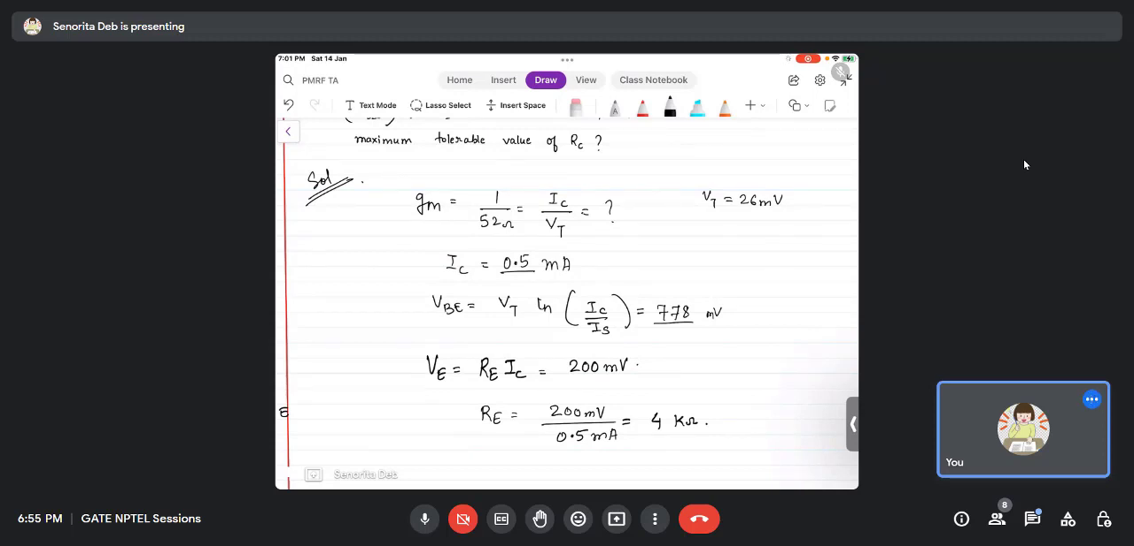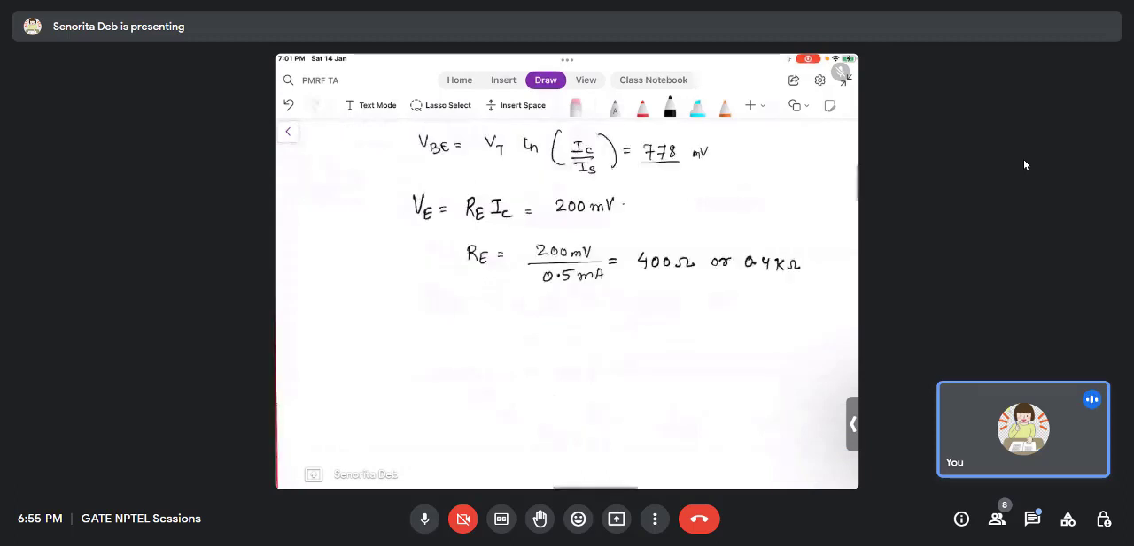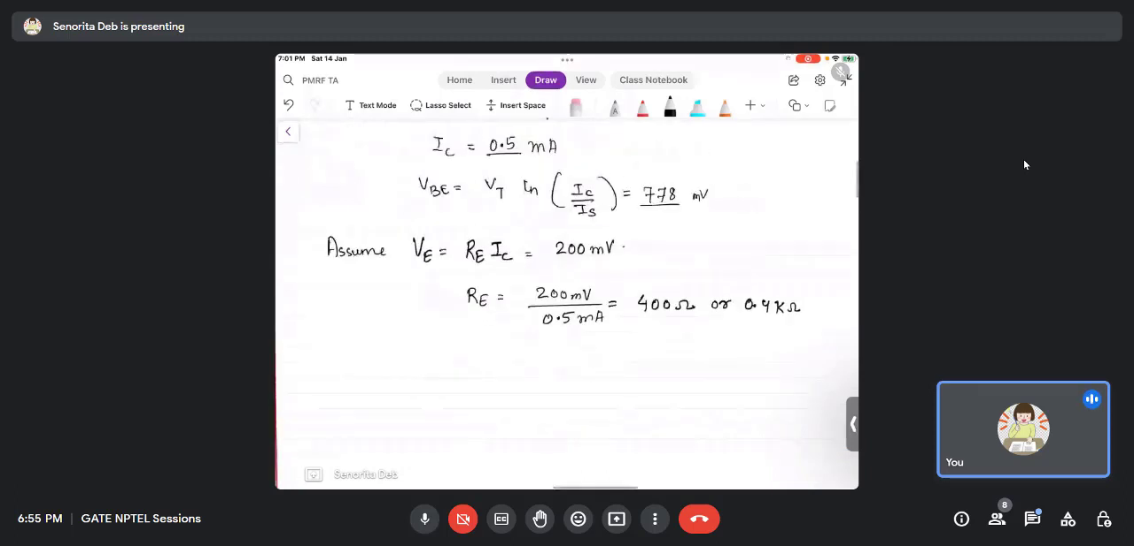Sorry, 400 ohms. 0.4 kilo ohms. 400 ohms or 0.4 kilo ohms. Correct? Yes. Right? So now after this is assumption, okay? I'll write it, otherwise you will get confused.